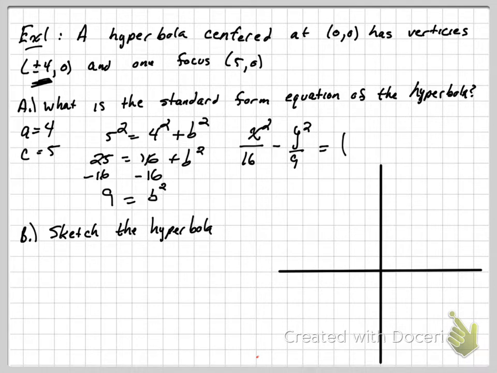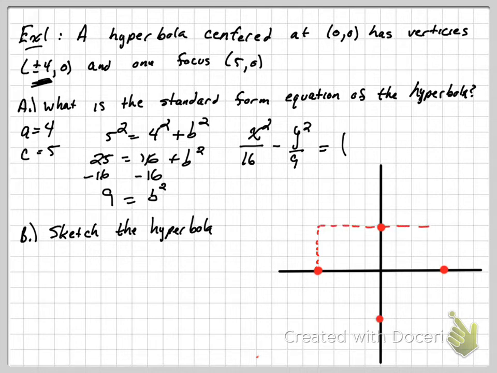Now to sketch it, we're going to use both what my a is and what my b is. In this case, my a is 4. It's under the x, so I'm going to go 4 right and left: 1, 2, 3, 4 on the x-axis here. Now, the 9 is under my y, so I'm going to go up 3, because the square root of 9 is 3. 1, 2, 3, and put dots there. And that's going to help me to make this box. And this is how I'm going to draw my graph.